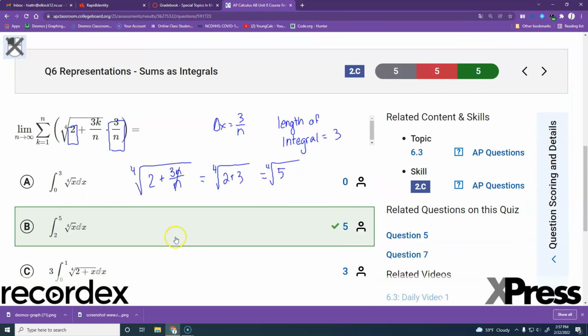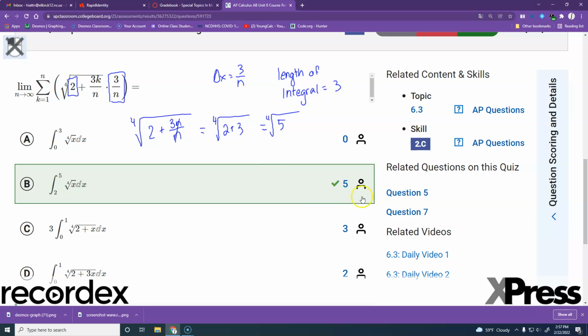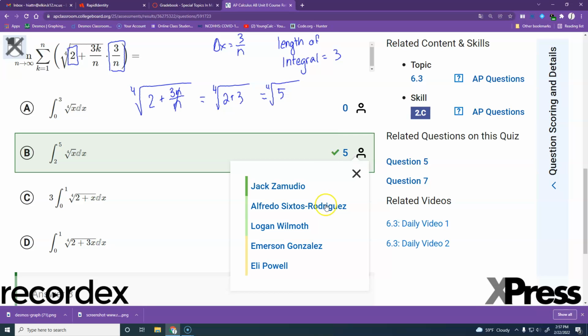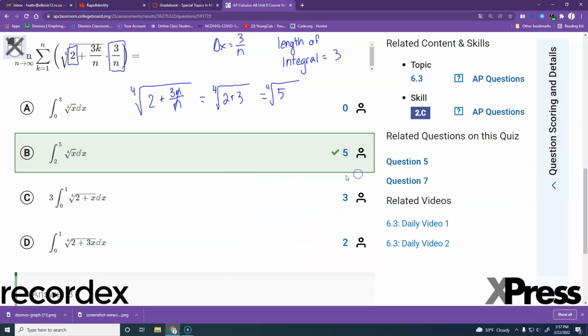Who got that one right? Let's see. Who got this one? Jack, Alfredo, Logan, Emerson, and Eli. Jack, that's really sus. That's very sus. I was already suspicious of Jack whenever he got a perfect score. 15 out of 15. He's smart, but some of these questions are pretty tough.